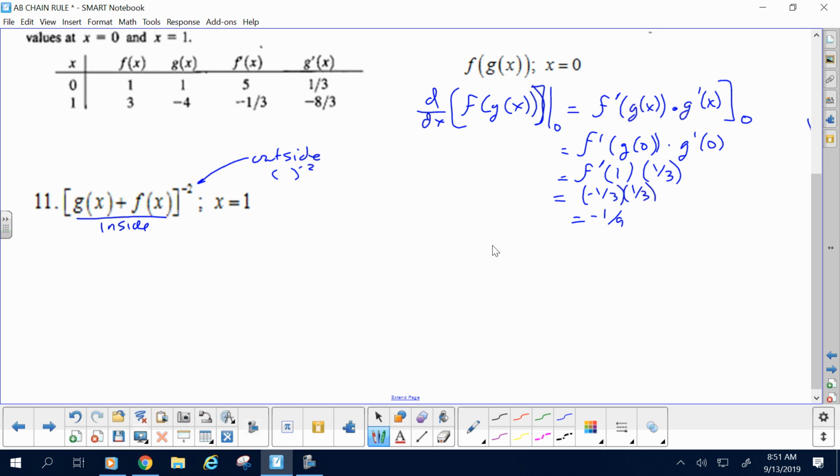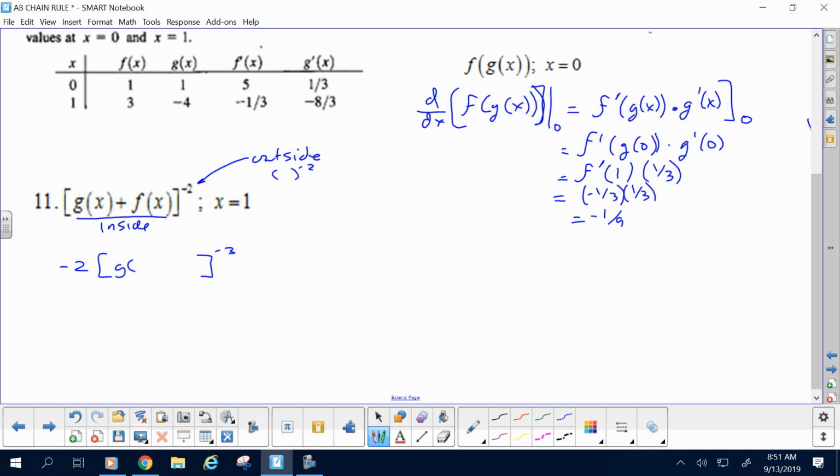All right. So here we go. I say the outside is blank to the negative 2, and the inside is the sum f plus g, or g plus f. You follow? So when I take the derivative of the outside, what's the derivative of blank to the negative 2? Negative 2 comes down, I drop the exponent by 1, and 1 less than negative 2 is negative 3. So negative 2, blank, to the negative 3. The derivative by chain rule is the derivative of the outside with the inside the same. So what's in here?